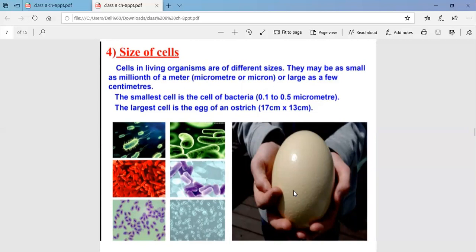Next, children, I want to tell you one thing: the size of the cell has no relation with the size of the body of an animal or plant. It's not necessary that the cells in an elephant are much bigger than those of a rat. Elephant is a bigger animal, but it's not like that the size of the cell will be more. The number of cells can be increased, but the shape and size of the cell will remain the same, whether that cell is present in an elephant, a rat or any other animal.